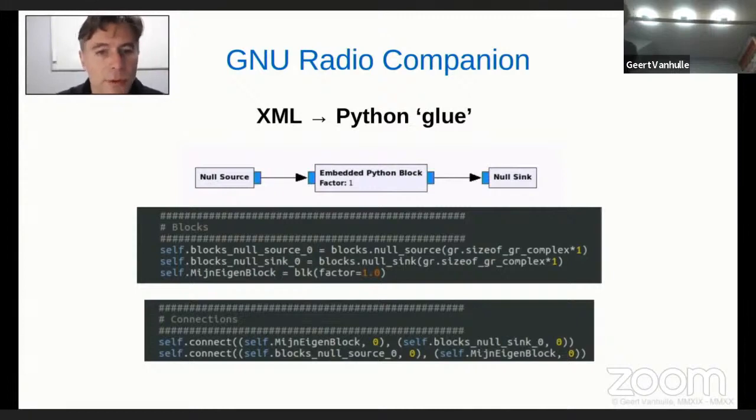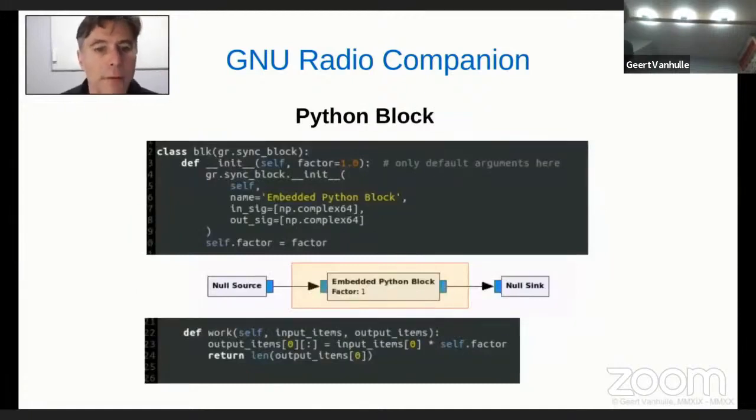If we look at code snippets of how this looks, we see some parts here. It's of course object-oriented. You see there self.block null source. That's the source on the left-hand side of my block, and the samples are going through my block to a null sink. These are sources and sinks that do nothing, just as an example here. You can see here that we are pushing complex samples from one to the other. It's a way of describing these blocks and connecting them together. You see the connections there. So we connect my own block with the sink, and then we connect the source with my own block. So this is the Python code example of what we see in the flow graph here.